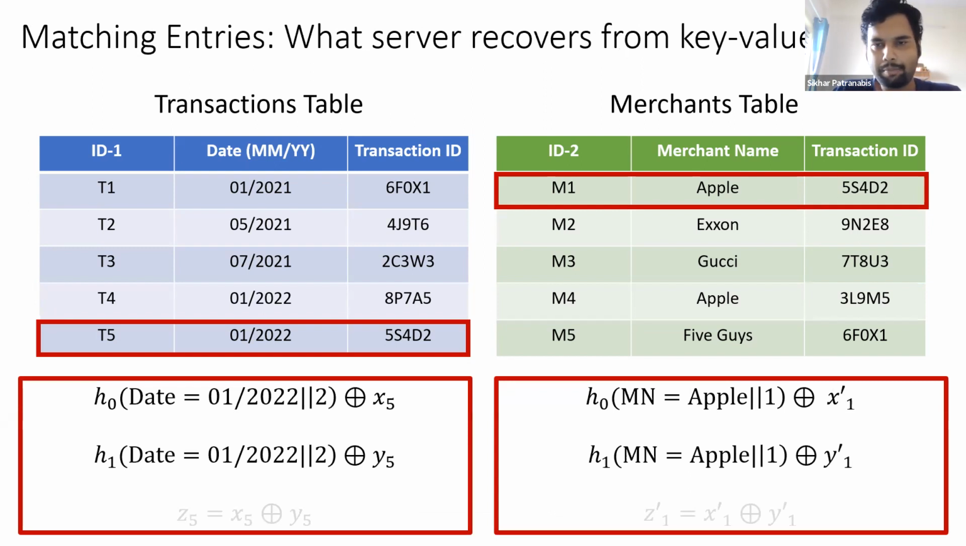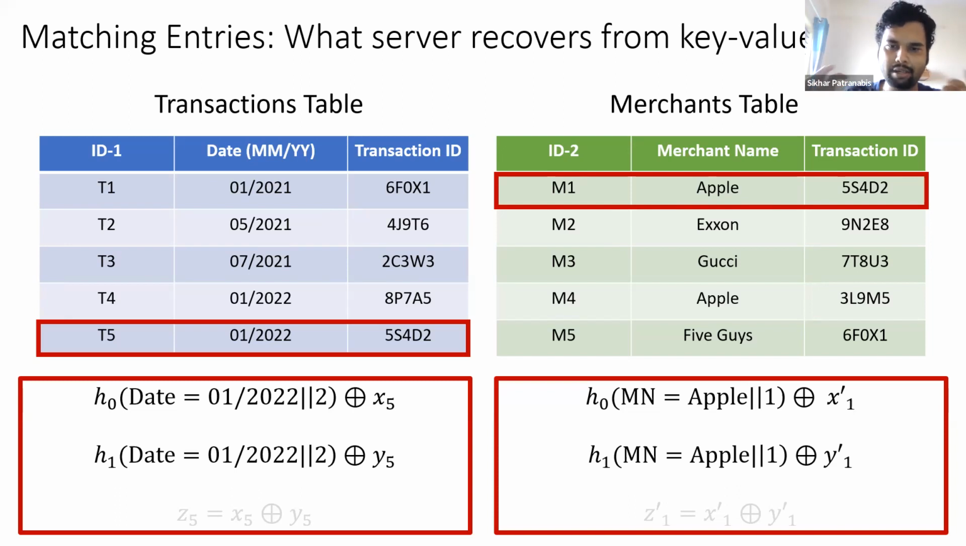Here is an example of what might happen. Suppose we issued this query: find all records in the equijoin where date equals January 2022 and merchant name is Apple. Suppose that you retrieve the record T5 from the transactions table, so you have the one-time padded value of X and the one-time padded value corresponding to Y. Then you also retrieve the first record from the merchants table because it has merchant name equals Apple, and you have the masked X prime and Y prime values.